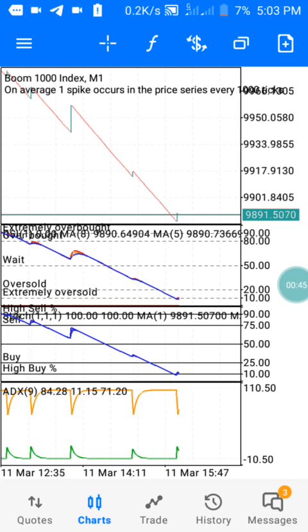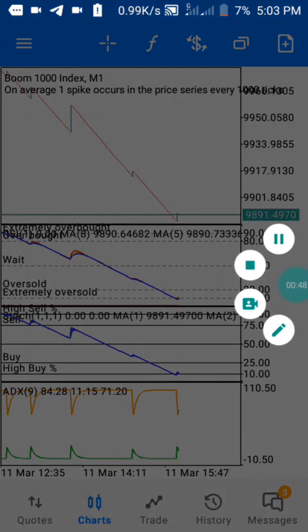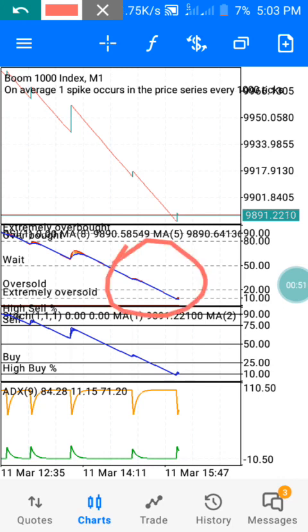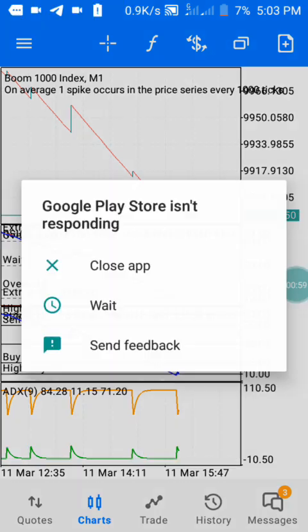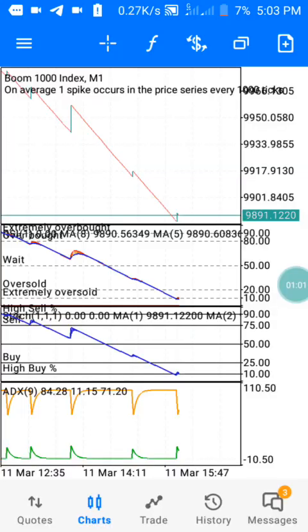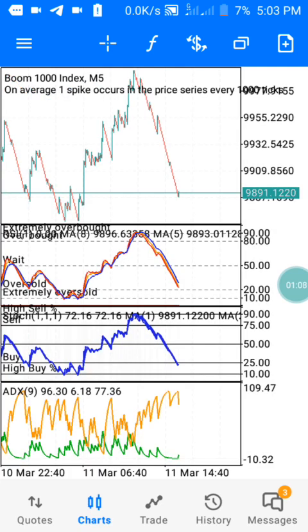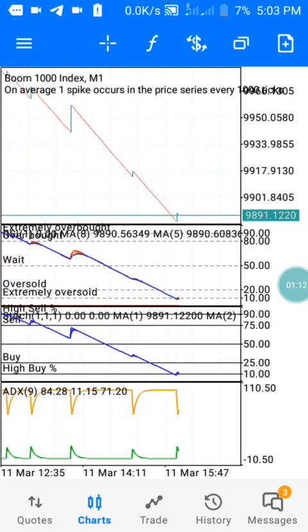As you can see, we are on boom 1000 1 minute time frames, which I have my 3 windows at this level. This is my first window, this is my second window, and I have my third window here. You can also use 5 minute time frames for this trade, but I will advise you to take 1 minute time frames.